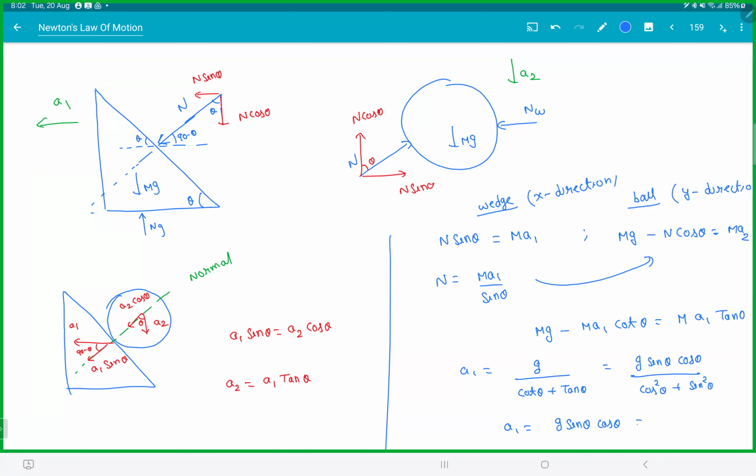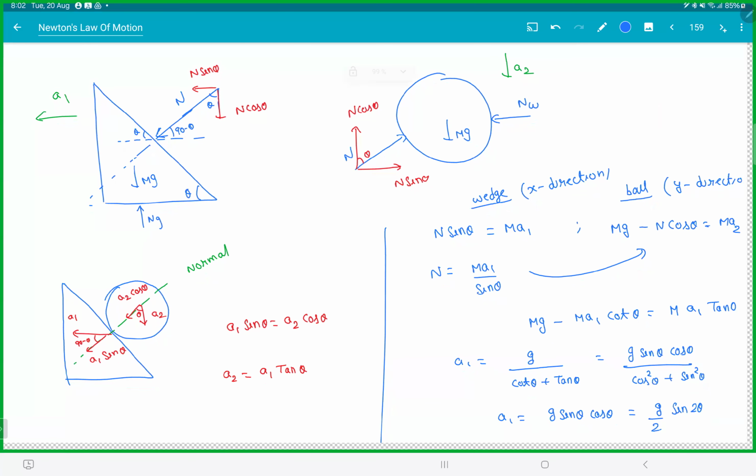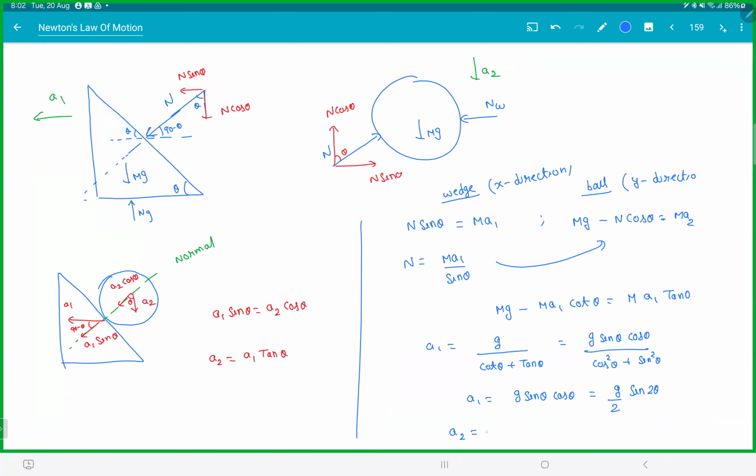You can simplify further, multiply and divide by 2. So g by 2 sin 2 theta. There you got a1, a2 will come. That is a1 into tan theta. a2 will be g sin theta by cos theta, so g sin square theta.